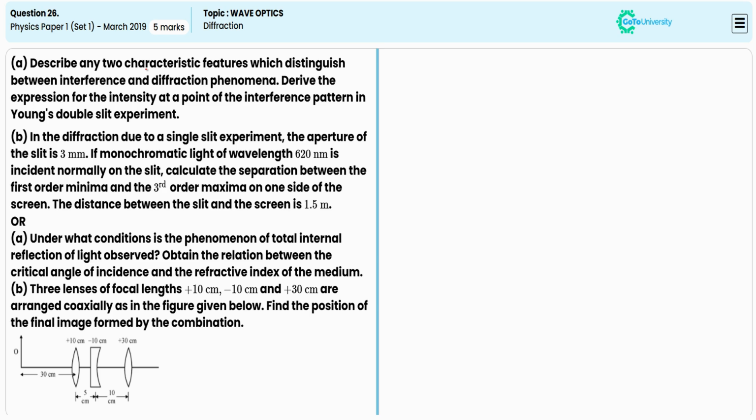Describe any two characteristic features which distinguish between interference and diffraction phenomena. Derive the expression for the intensity at a point of the interference pattern in Young's double-slit experiment.